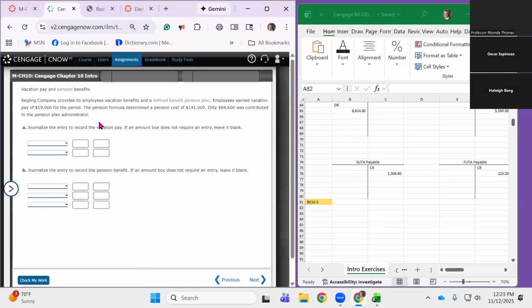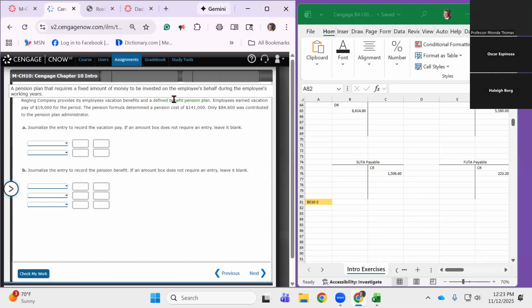Vacation pay. So it provides employees with vacation pay and something called a defined benefit pension plan. A defined benefit plan, which doesn't happen very often anymore, is money that your employer is setting aside on your behalf. It's not your 401k, which is your money. Sometimes employers put money in a 401k for you, but a defined benefit plan is money that your employer sets aside for you without you contributing to it at all, which doesn't happen very often anymore.